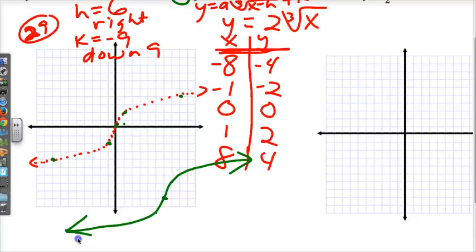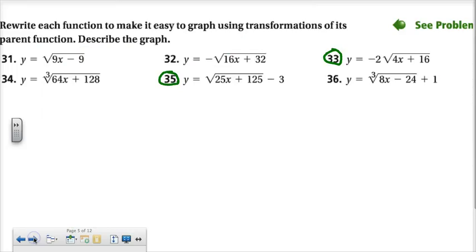Let me go to the next page here. And number 35, it says rewrite each function to make it easy to graph using transformations of its parent function and describe the graph. So I look at the problem right away and realize this is a square root function. And obviously I'd like to have an a value out in front that I can see. Well, I notice there's a number in front of the x, and I don't want that there. So what I'm going to do is I'm going to factor that out.